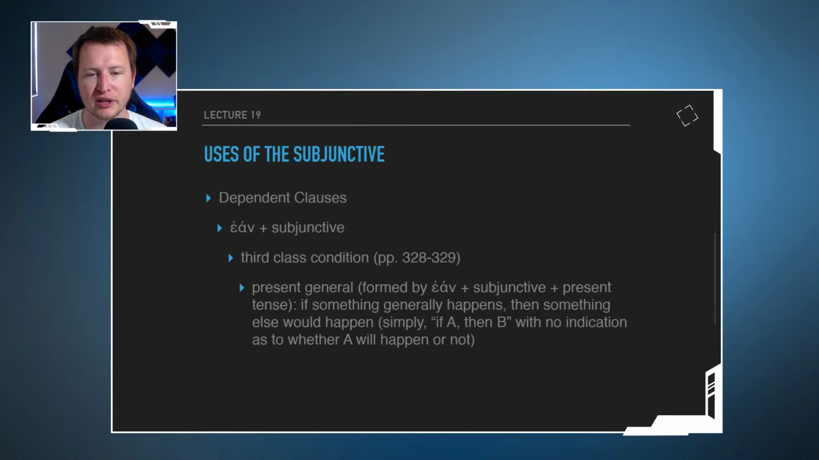And then there's the present general. This is formed by eán plus subjunctive plus present tense in the apodosis. And what it is: if something generally happens, so it's generic, then something else would happen. This is your simple if A, then B construction. There's no indication as to whether A will happen or not. It's just if A, then B. Simple. Okay? Now, these are all dependent clauses.